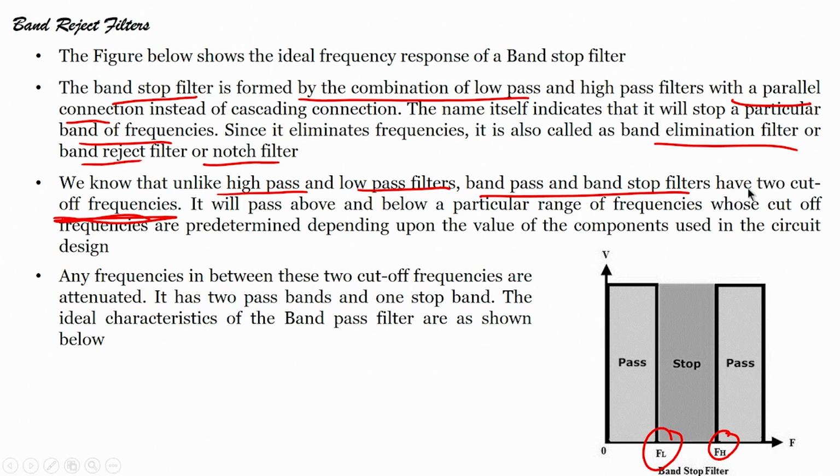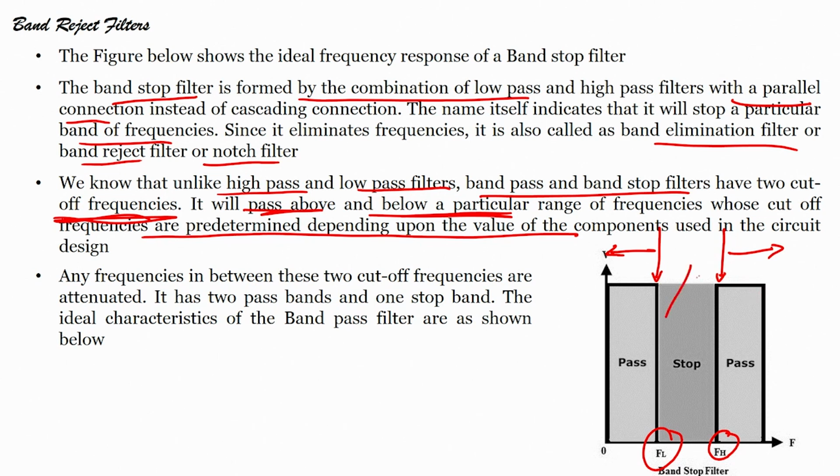Now, it has 2 cutoff frequencies when we have a band pass and band reject filter. It will pass above and below a particular range of frequency whose cutoff frequency is predetermined depending on the values of components in the circuit design. So what does that mean? Here in this particular case, it will pass all the frequencies below FL and all the frequencies above FH. It will only stop the frequencies between FL and FH. That means this band of frequencies it will not allow to pass.